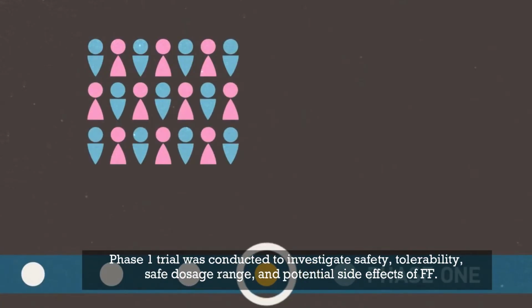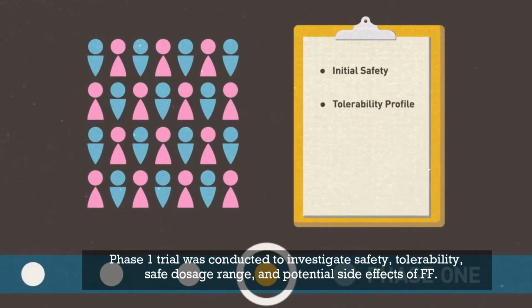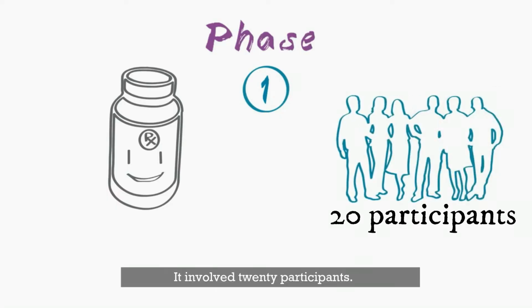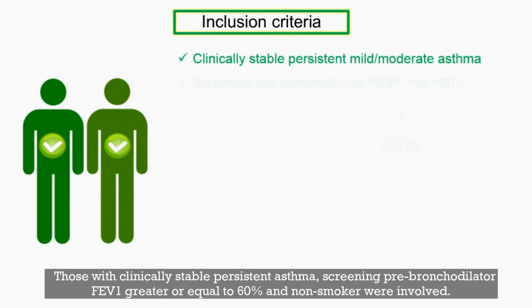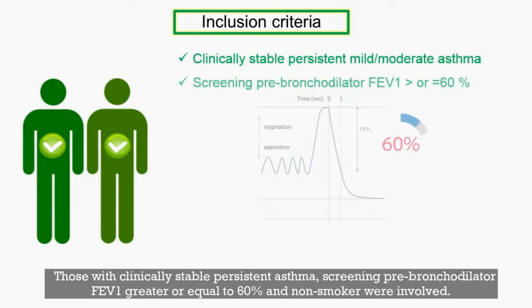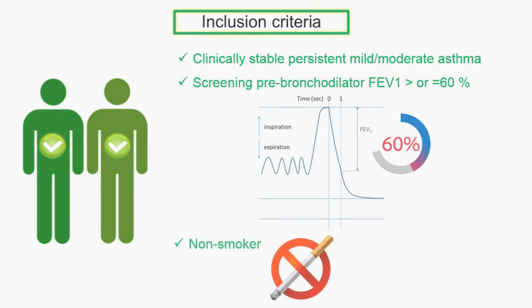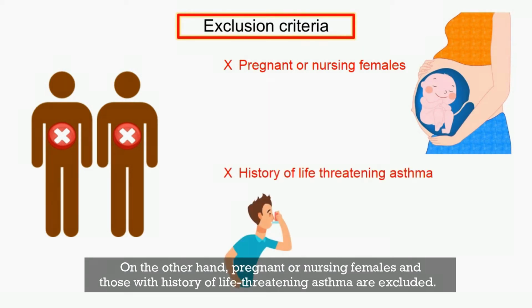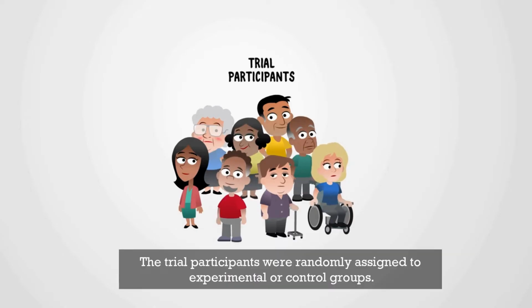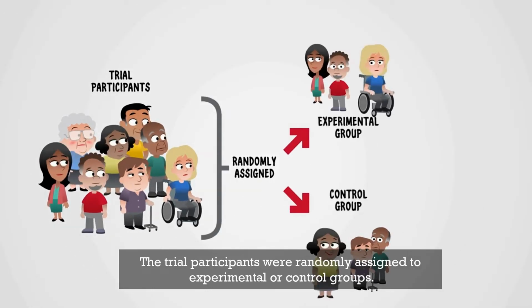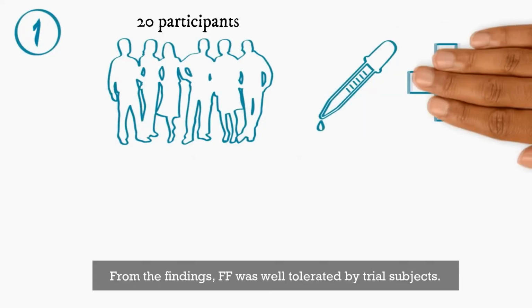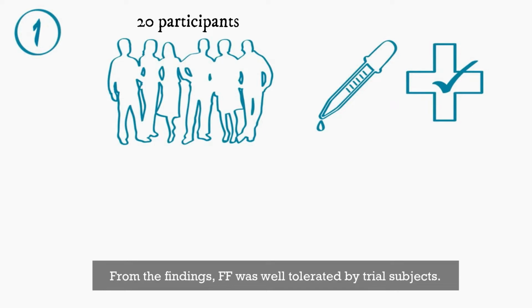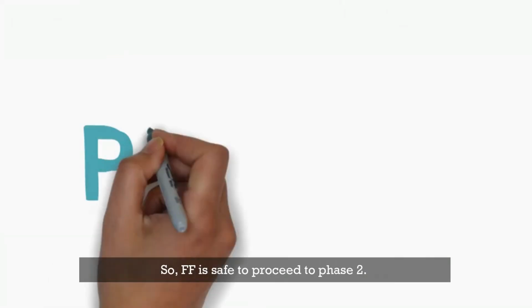Phase 1 trial was conducted to investigate safety, tolerability, safe dosage range, and potential side effects of FF. It involved 20 participants, those with clinically stable persistent asthma, screening pre-bronchodilator FEV1 greater than or equal to 60%, and non-smokers. On the other hand, pregnant or nursing females, and those with history of life-threatening asthma, were excluded. The trial participants were randomly assigned to experimental or control groups. From the findings, FF was well tolerated by trial subjects. So, FF is safe to proceed to Phase 2.